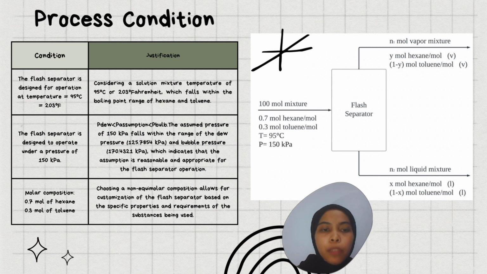Molar composition: 0.7 mole of hexane, 0.3 mole of toluene. Choosing a non-equimolar composition allows the customization of the flash separator based on the specific properties and requirements of the substance being used.